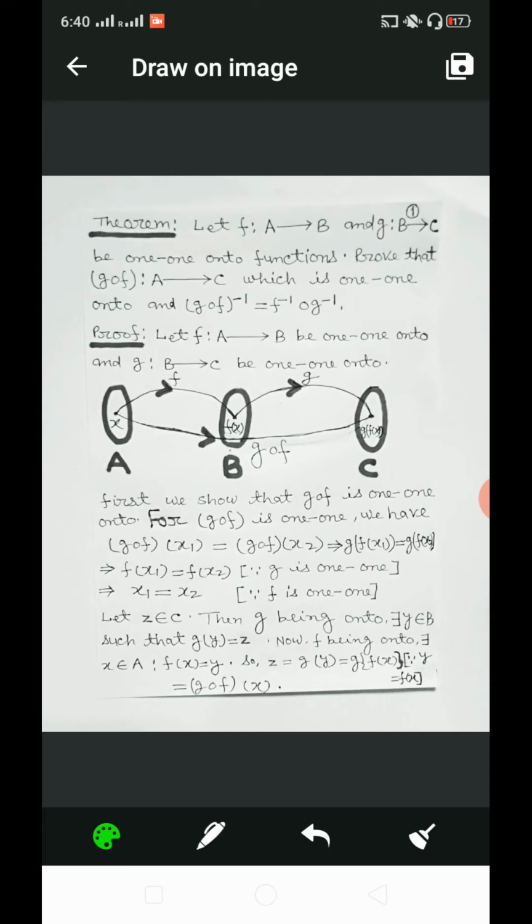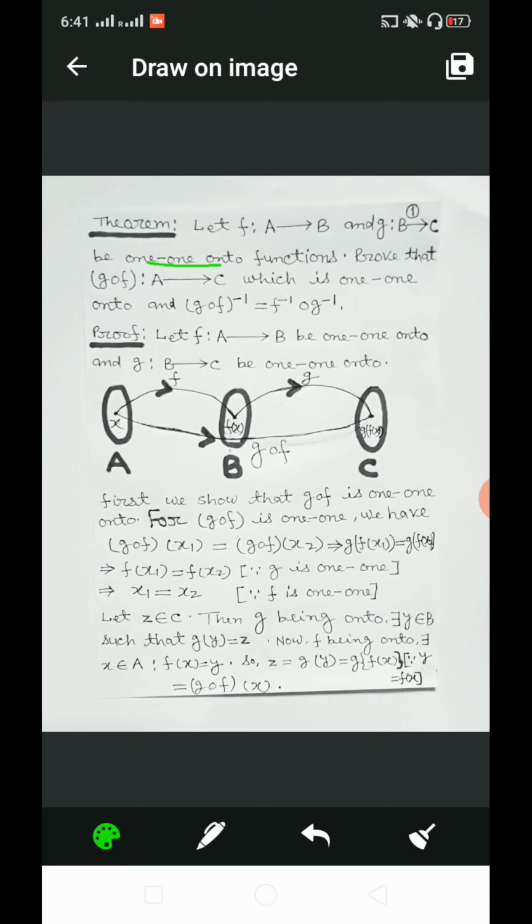Let function f from A to B and function g from B to C be one-one onto functions. Prove that g of f, defined from A to C, is one-one onto, and the inverse of g of f is equal to f inverse of g inverse.